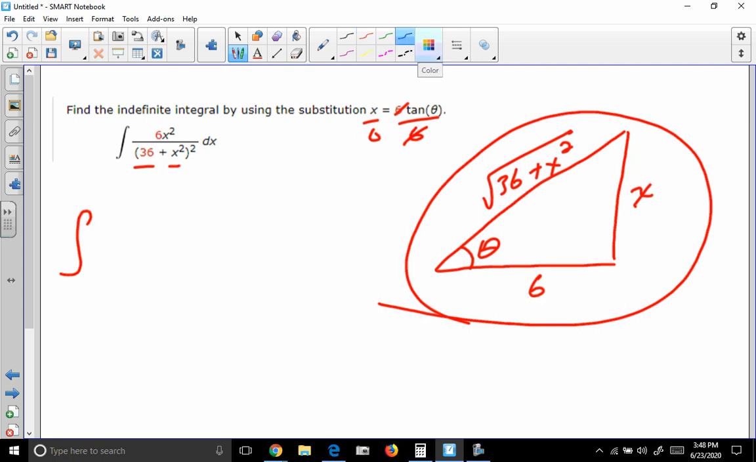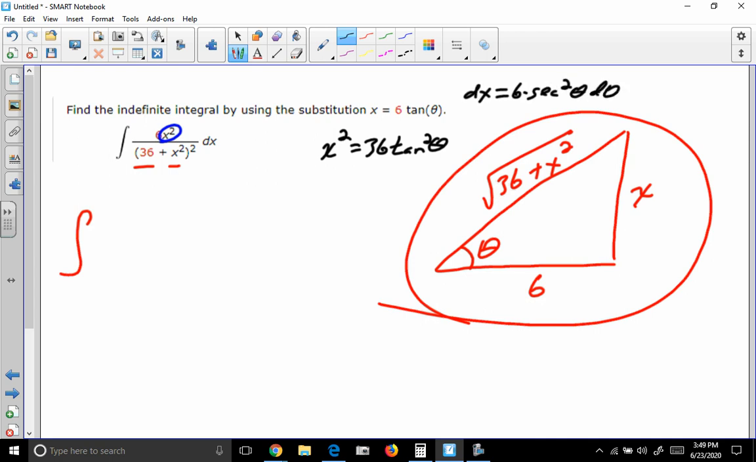Let's begin by solving for x. We need to replace x squared, so we need to know what x is first. Well, we have that given to us. X is 6 tangent. That means x squared would be 6 squared tangent squared. We need to know what dx is. If x is 6 tangent, dx is the derivative of that, so 6 secant squared theta d theta.